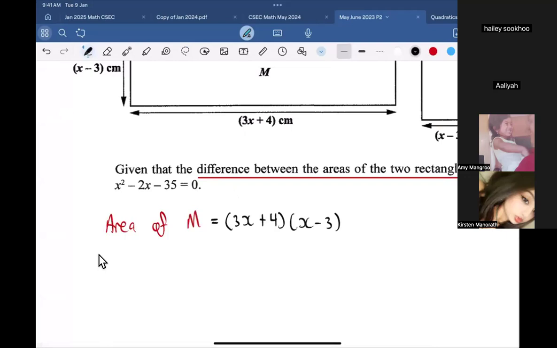So it will be length by width, which is 3x plus 4 by x minus 3, which will be equal to 3x squared minus 9x plus 4x minus 12. So 3x by x is 3x squared. Then minus 9x, and 4x, and minus 12. Excellent job. So that will be equal to 3x squared minus 5x minus 12.